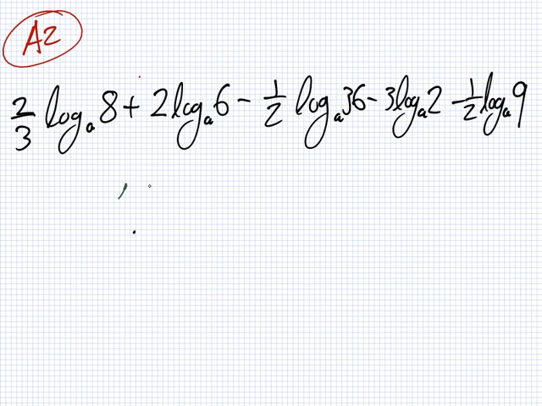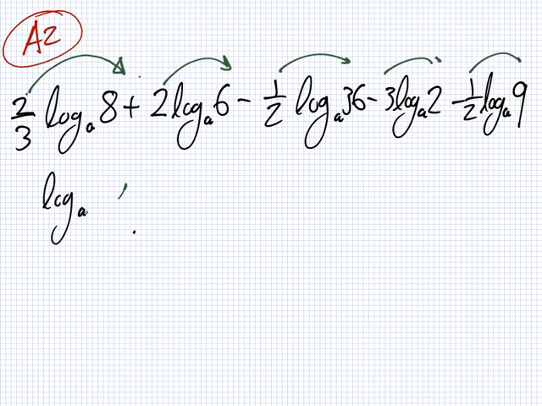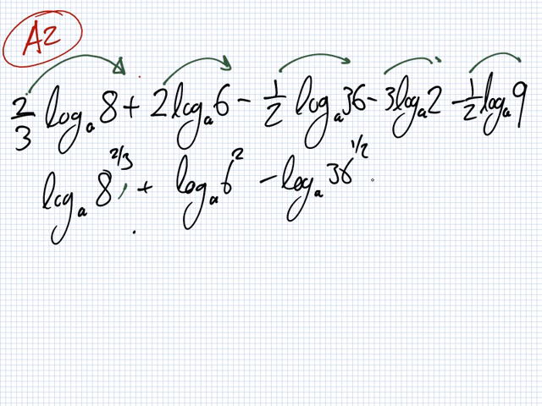Right, maybe we'll have a look at this now. So the first thing here, guys, come on. First thing here, we can use like third or fourth rule of logs, which says numbers in the front can go up to the power, or usually the power comes down in front, but it's just the reverse here. So all these numbers that are in the front, we can bring them up to the power. So this would be log A 8 power 2 over 3 plus log A 6 squared minus log A 36 power a half minus log A 2 cubed minus log A 9 power a half.